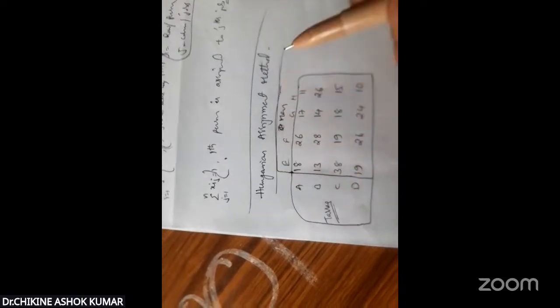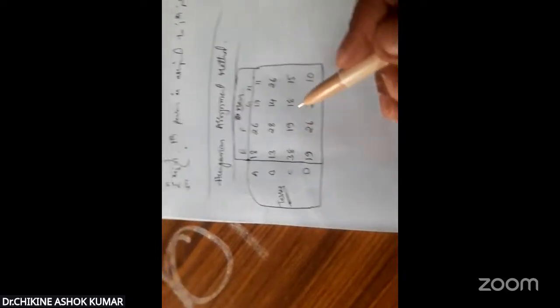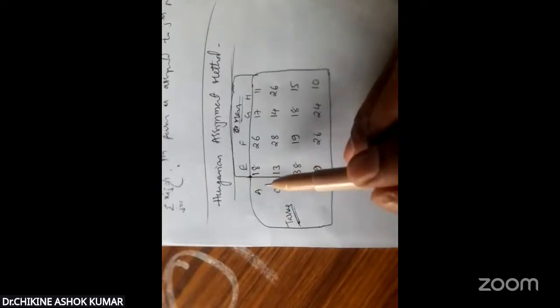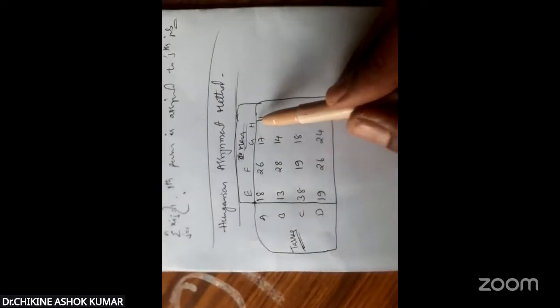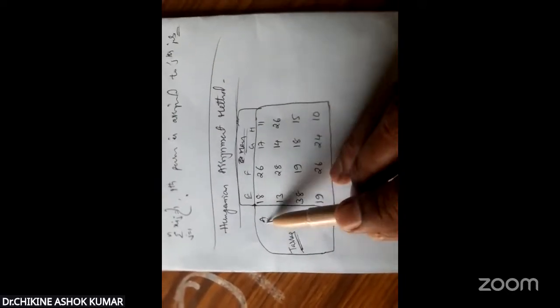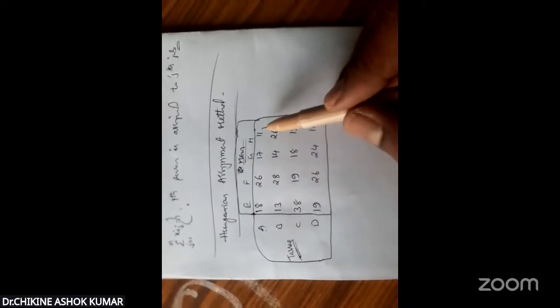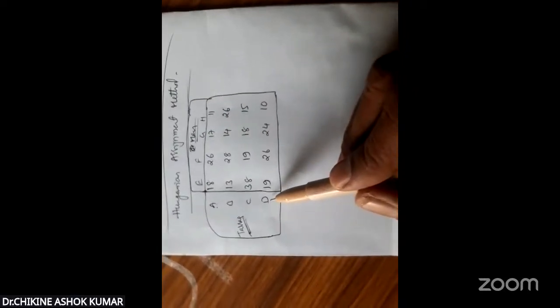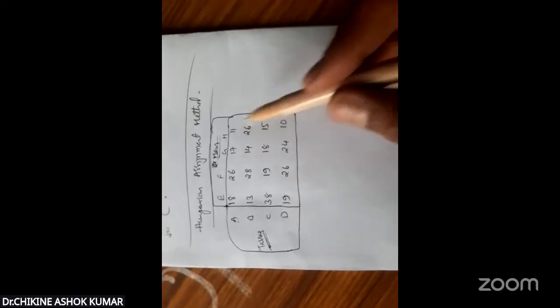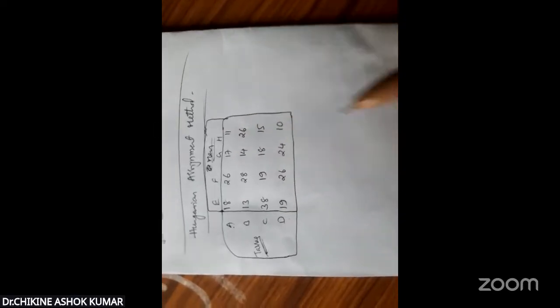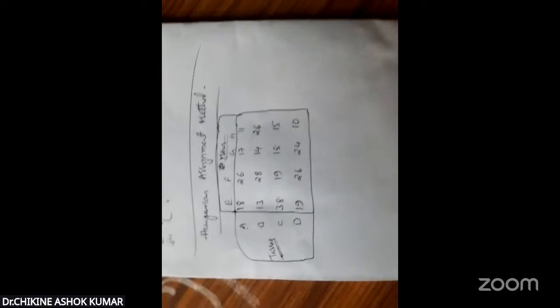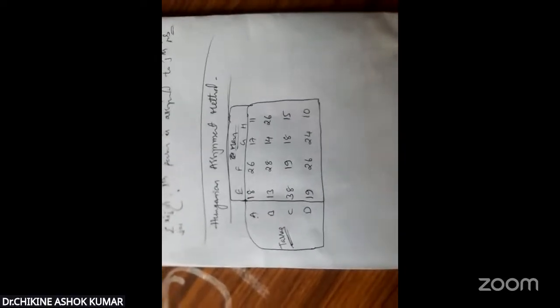4 tasks are given, and these are the persons, 4 men. Now we don't know which person is assigned to which job. If you visualize, A can do this job within 11 hours, but obviously D can also do this job within 10 hours. So in this case, which job is assigned to which person will create complication or confusion.